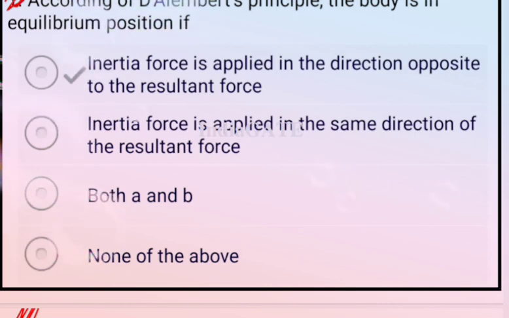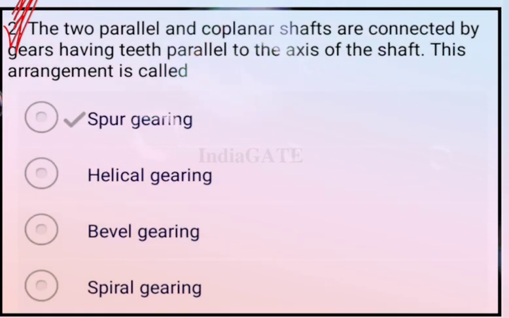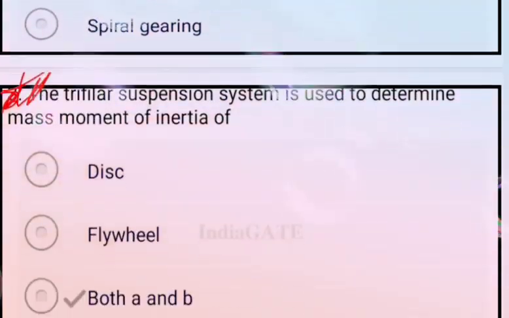According to the D'Alembert principle, the body is in equilibrium if the inertia force is applied in the direction opposite to the resultant force. So option A is your correct answer. Now come to the next question. The two parallel and coplanar shafts are connected by gears having teeth parallel to the axis of the shaft. This arrangement is called spur gear. Now come to the next question.